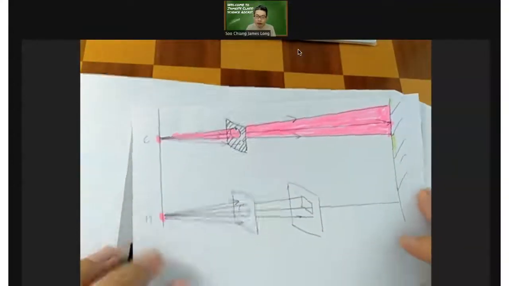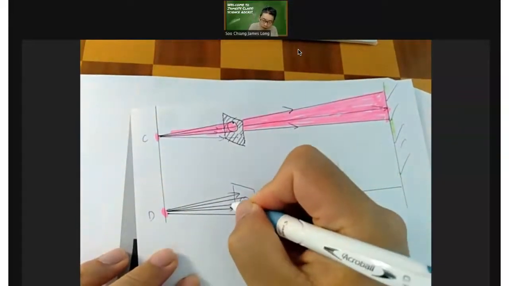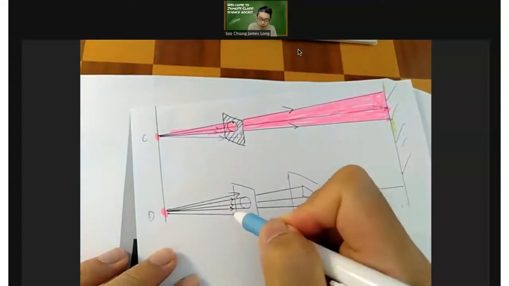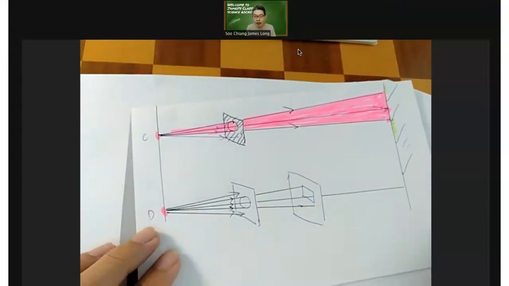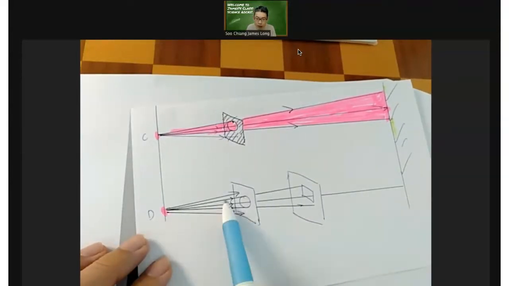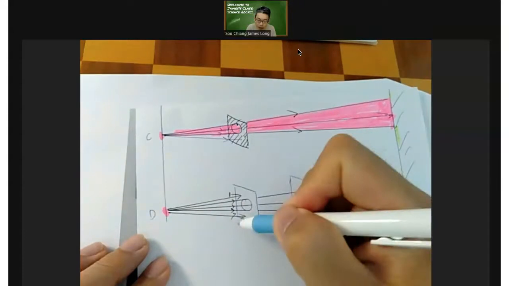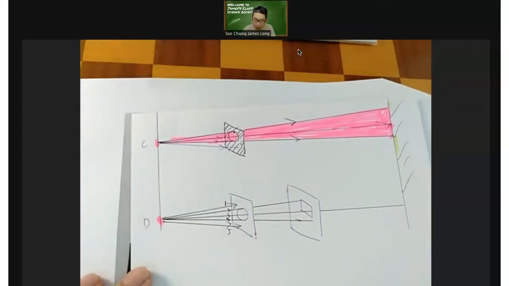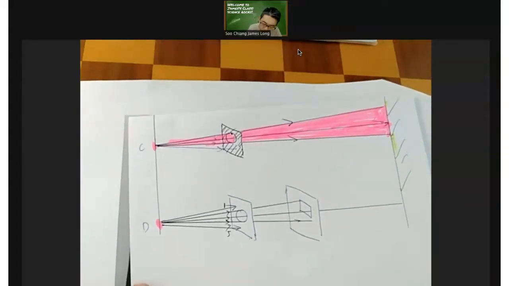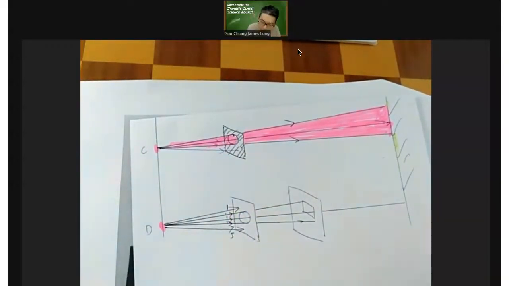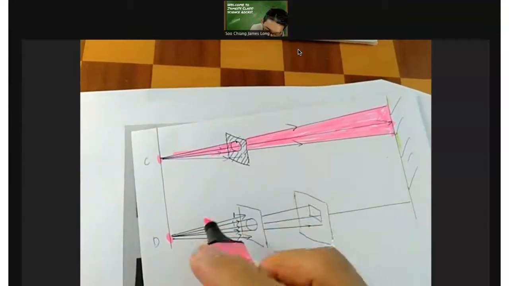Here I drew several light rays. I drew 1, 2, 3, 4, 5 light rays, and the arrows represent the direction of the light ray from the light source to the object. So in this first case, light rays number 1 and number 5 are being blocked by this object, so they cannot pass through. The light that passes through will be this pink color part, rays 2, 3, and 4.